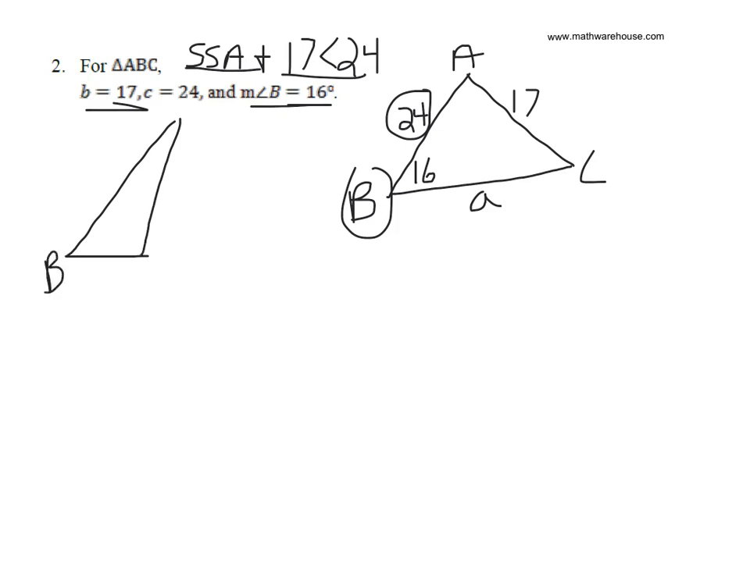Here's B, which is 16 degrees. This is 17 units. This is 24 units. Here is angle C. That's side A. And this is angle A. So now use your law of sines to find that first angle and then subtract that from 180 to give you this angle. Then find the other missing sides and angles. In other words, find angle A and side A. So go ahead, pause this, do that, and then come back and check your work.